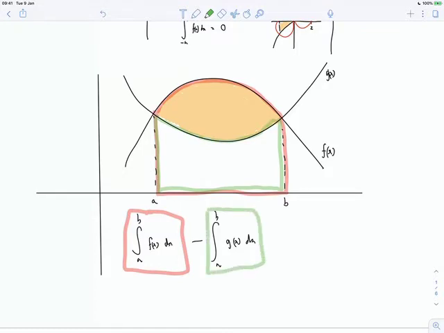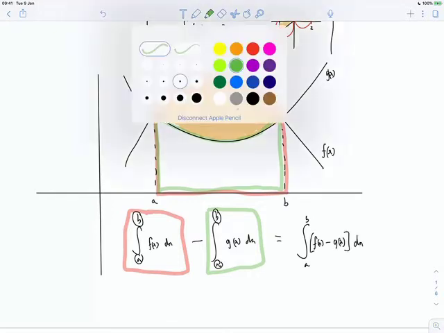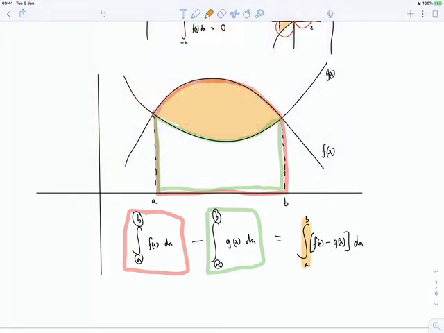But now here's the brilliant bit. Because the limits are the same for both of these, you can merge these together. So this is actually the integral between a and b of f of x minus g of x. So what this is saying is that if you want to find the area between two curves, then you can subtract the bottom curve away from the top curve. And what do I mean by that?